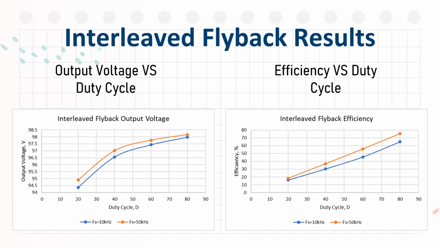When the graph is plotted, you can see that when the duty cycle increases, the output voltage also increases. Same goes for the efficiency. As the duty cycle increases, the efficiency also increases. And when the switching frequency is 50 kHz, it produces higher output voltage and higher efficiency compared to when the switching frequency is 10 kHz.